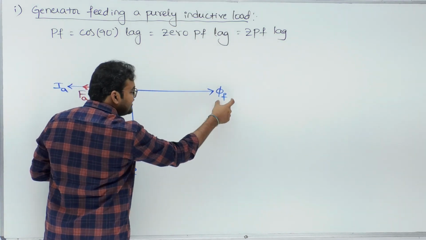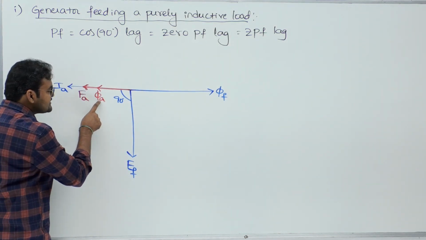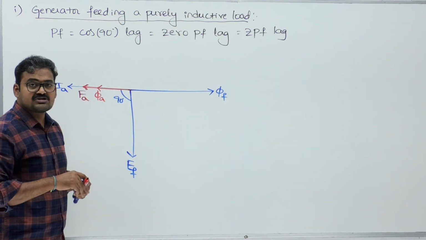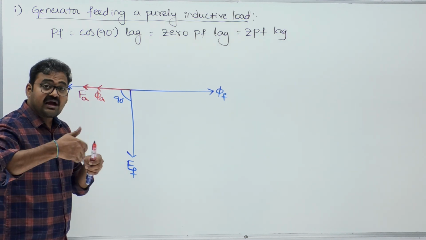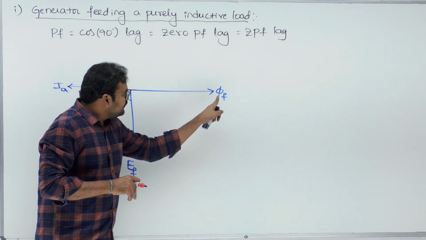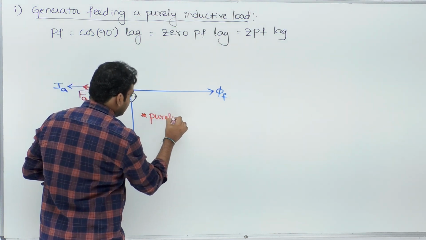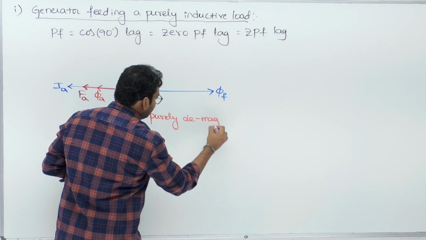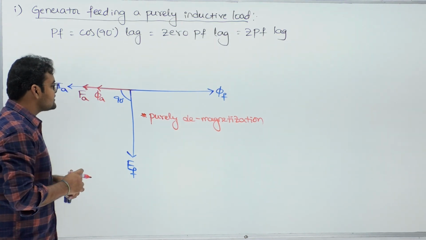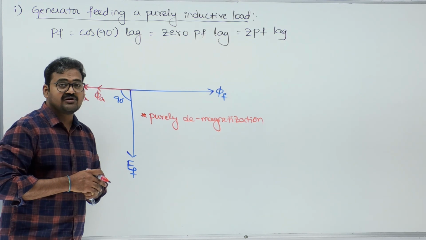So see this. This is the direction of main field flux and this is the direction of armature flux. So tell me, is armature flux in the direction of main field or exactly opposite? Exactly opposite direction. That is what we call demagnetization nature. So armature flux is purely demagnetizing the main field flux. Because of that demagnetization, will resultant flux be reduced or increased? Reduced. If resultant flux reduces, resultant EMF also reduces.